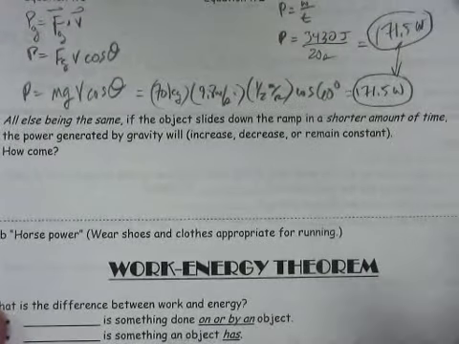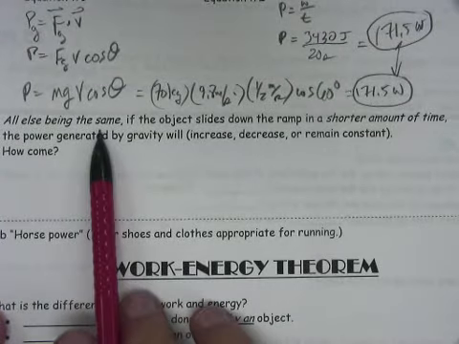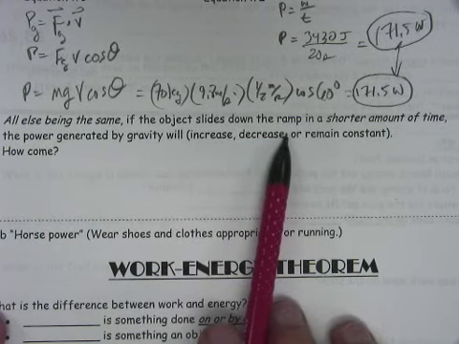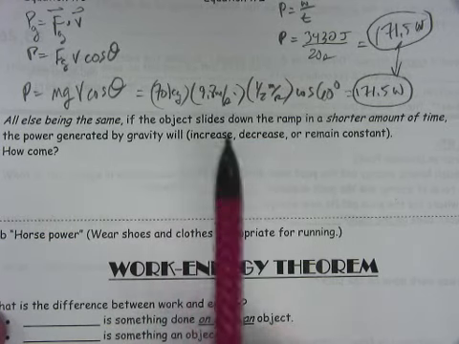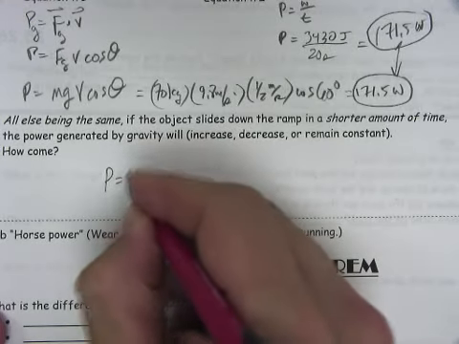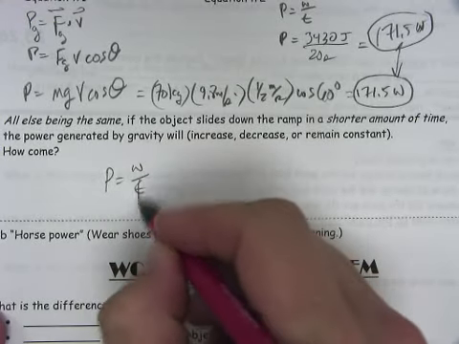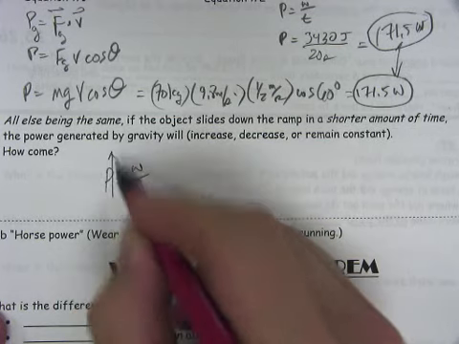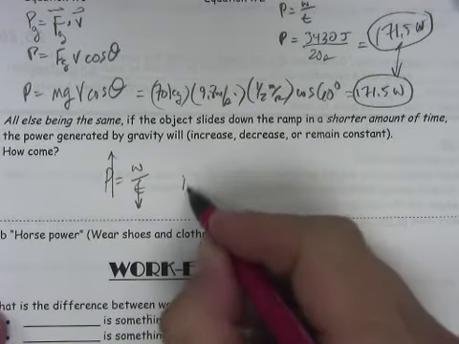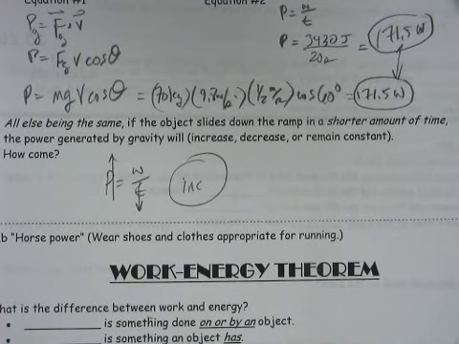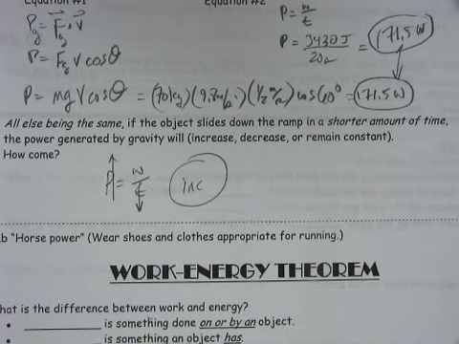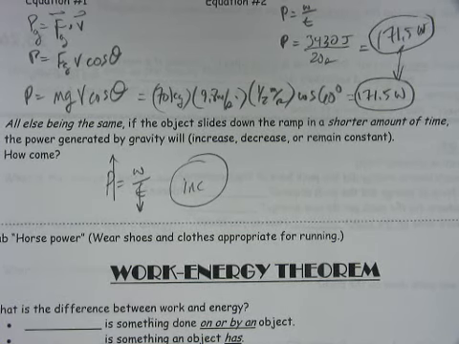All right, now let's go to the next one. All else being the same, if the object slides down the ramp in a shorter amount of time, the power generated by gravity will, well, let's look at the equation here. Power is work divided by time. If you go down in a shorter amount of time, then the power should increase, because you're doing the same amount of work, but you're doing it quicker. And if you do it quicker, then your power will increase. And that's the video. Next video, we're going to work through the work-energy theorem.